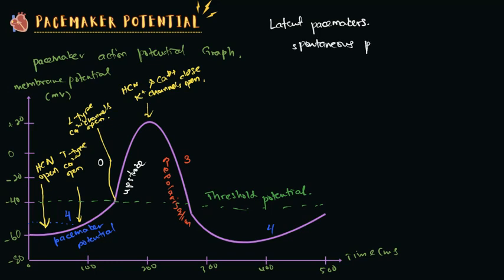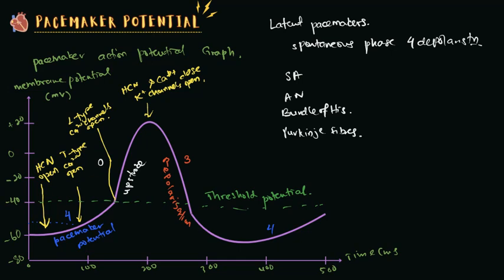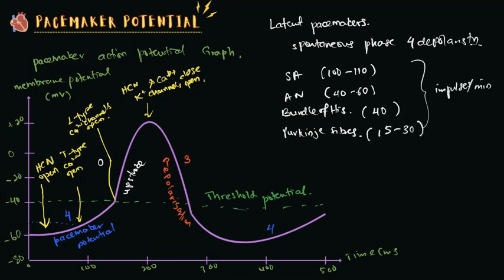Now let's talk about latent pacemakers. They are part of the heart's conduction system that can generate its own action potential, which means they have spontaneous phase 4 depolarization. The different pacemaker cells that can be found in the heart are the SA node, the AV node, the bundle of His, and the Purkinje fibers. All have different firing rates, about 100 to 110 for the SA node, 40 to 60 for the AV node, 40 in the bundle of His, and 15 to 30 for Purkinje fibers.